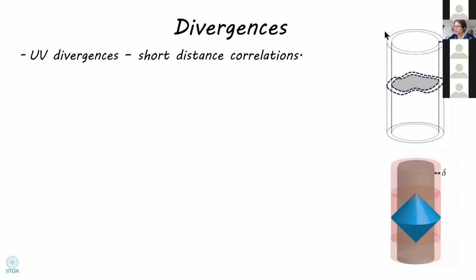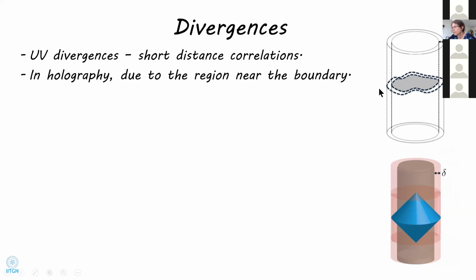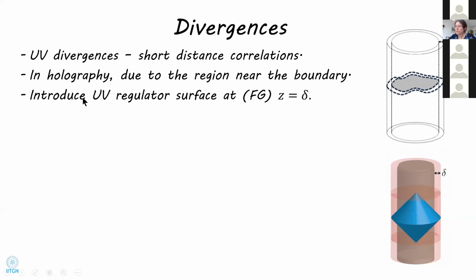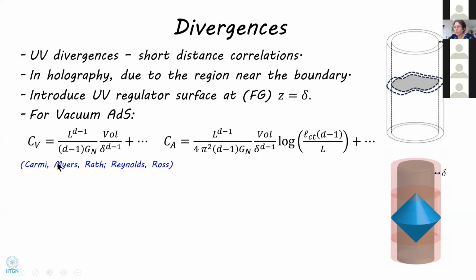So divergences first. These volumes and actions are divergent. The reason, as we said in field theory, is short distance correlations, but in holography, this is due to the fact that the volume and the action go arbitrarily near the boundary where the metric diverges. And so in order to get a finite quantity, we as usual need to regulate, for example, by placing a regulator surface at z equals delta in a Fefferman-Graham expansion. And when doing that, we will obtain a series of divergences, starting with a volume law diverging with delta to the d minus 1.